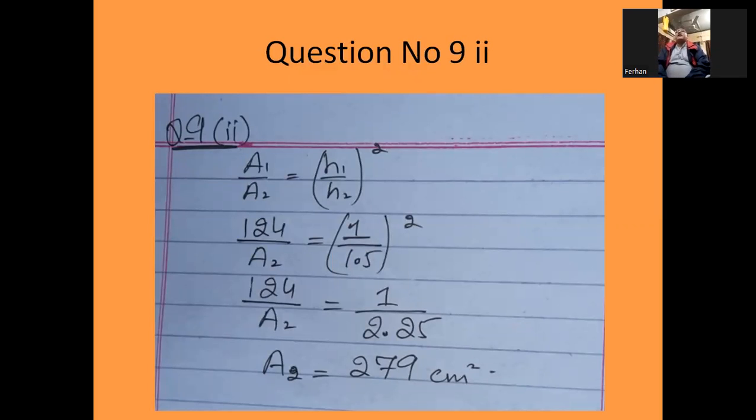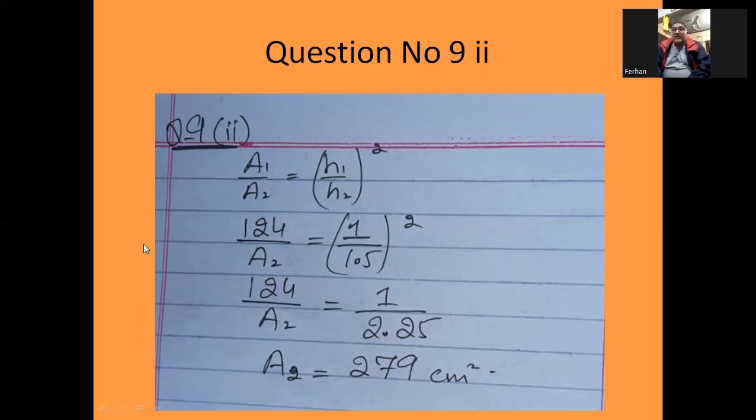Now area 1 by area 2 will be equal to height 1 by height 2 whole square. So 124 divided by area 2 will be equal to 1 divided by 1.5 whole square. This 124 and this 1 and this 1.5 are given in the question.